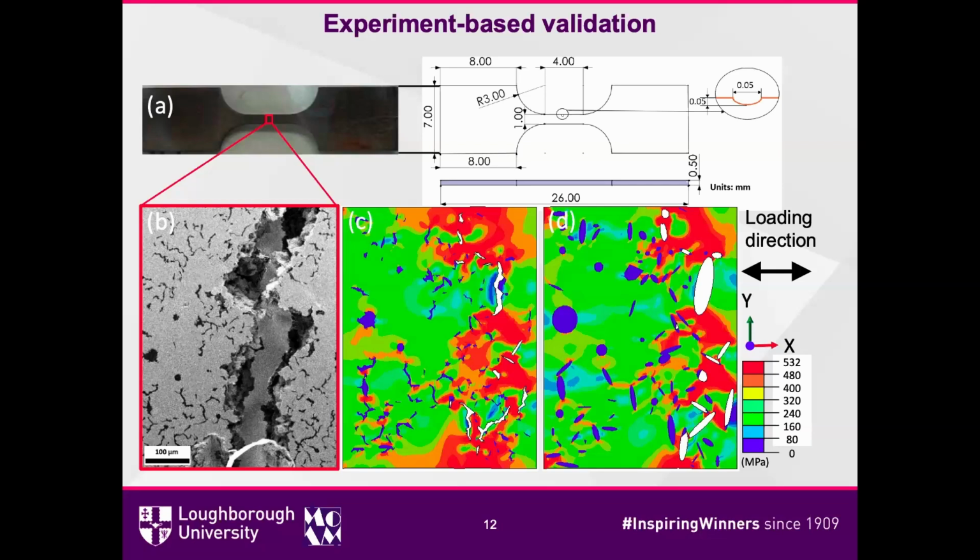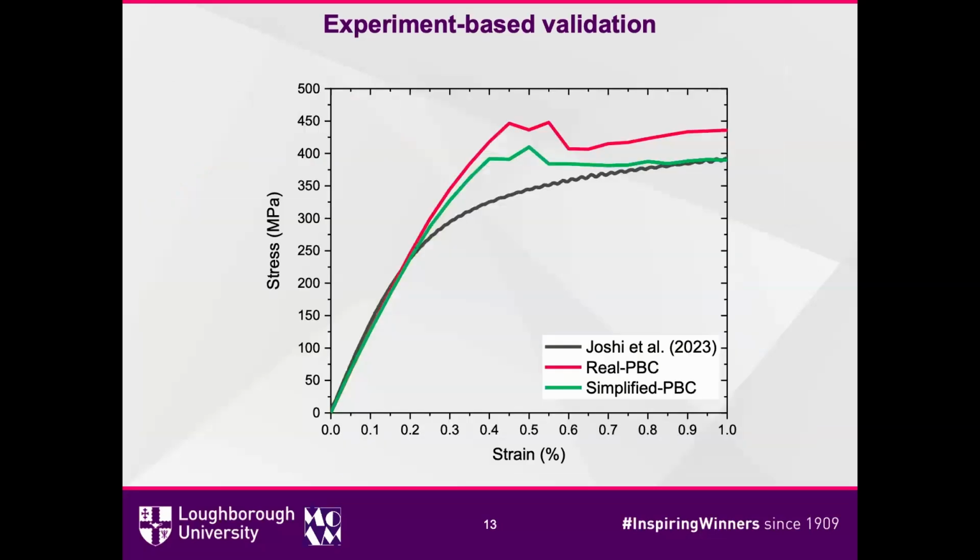There is some stress concentration near this part, but the most stress concentration is located on the right. The stress concentration mainly appeared between the two vermicular graphite particles and the distance here, and also like this one. And this is the engineering stress-strain curve for the real model with PBC and the simplified model with PBC compared to the tensile test. It's in relatively good agreement with the experiment.